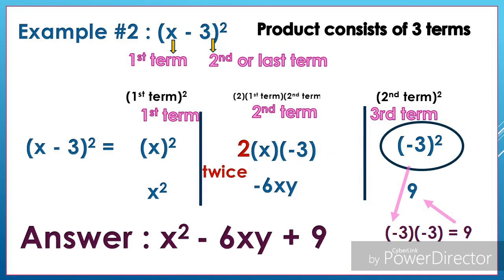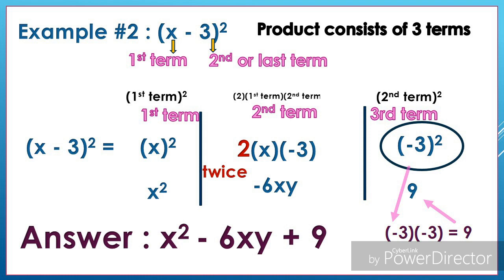Okay, let's proceed to the number 2 example. The quantity of x minus 3 square. Our first term here is x and our second term or last term is negative 3. Sundin uli natin yung pattern, which is para makuha yung first term, square lang natin yung first term. Para makuha yung second term, twice the product of the first term and the second term, or twice meaning 2 times. Para makuha yung third term, we're going to square the second term.